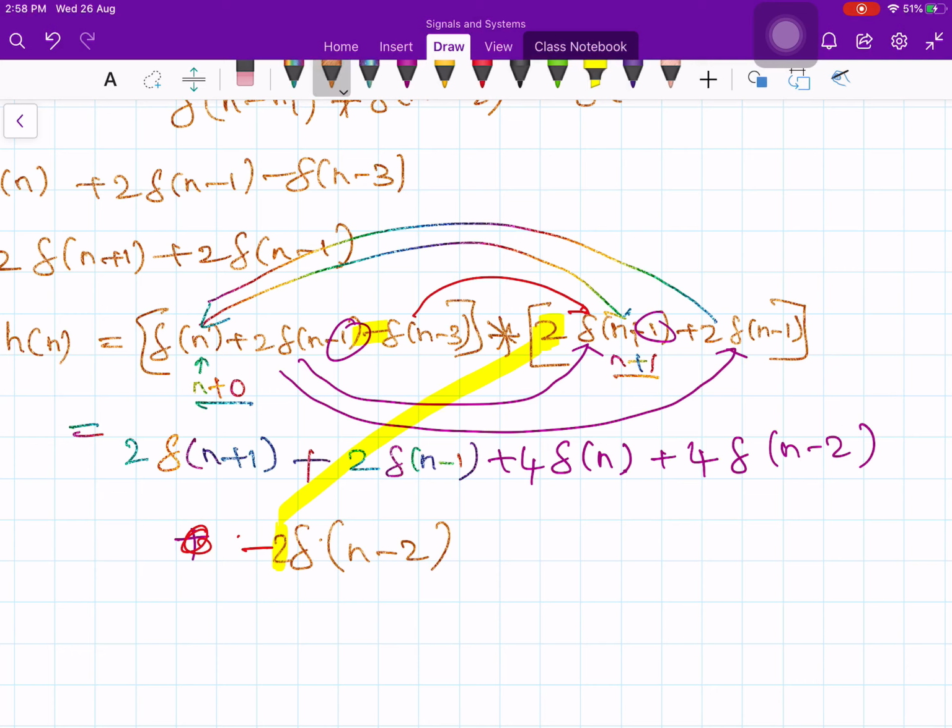Then take this term and multiply here. So minus 2 times del of n minus 3 with the del of n minus 1. So it is 2 times del of n minus 4. This is the convolved output.